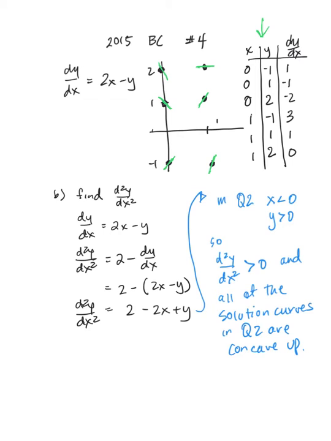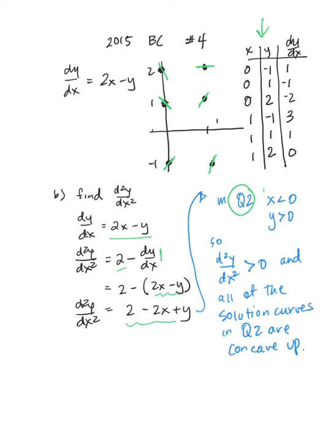Part B is asking you for the second derivative and then determining the concavity for any point in quadrant 2. So the second derivative, again, is just going to take the first derivative and differentiate with respect to x. So I get 2 minus dy/dx. I'm going to plug in the original dy/dx from the stem of the problem and simplify if needed.